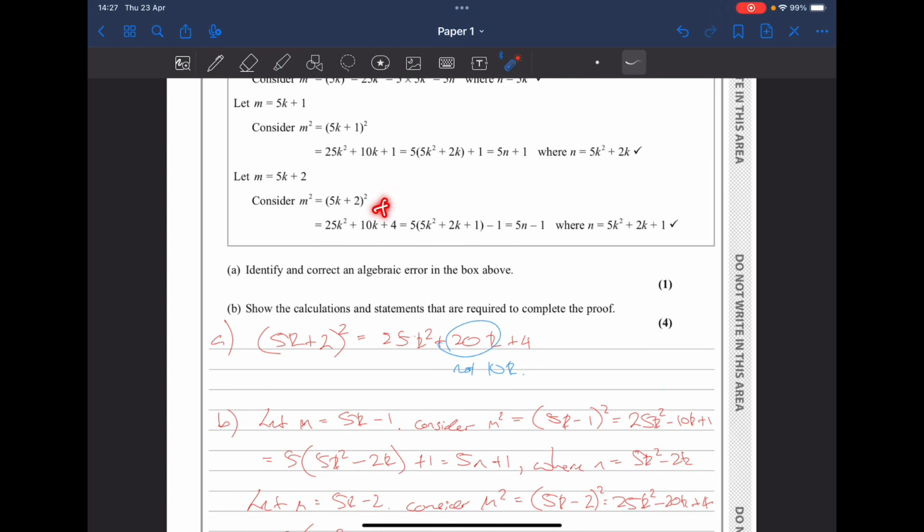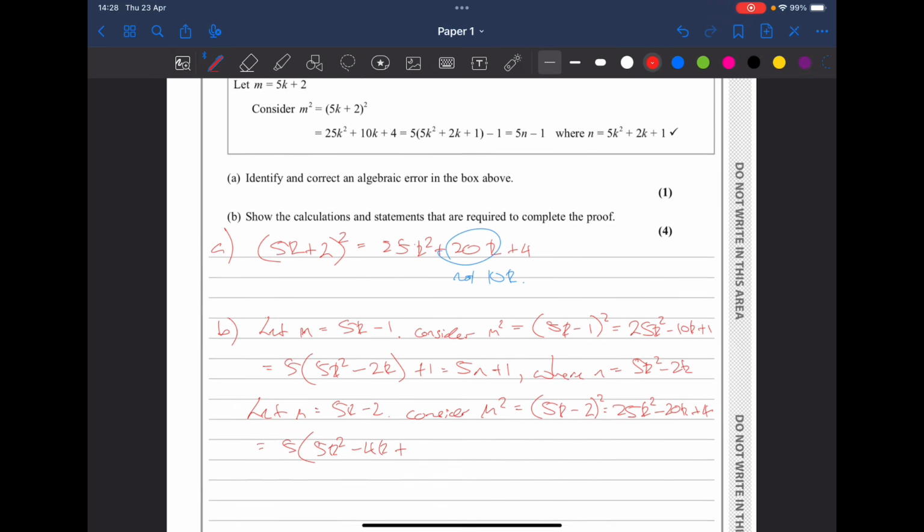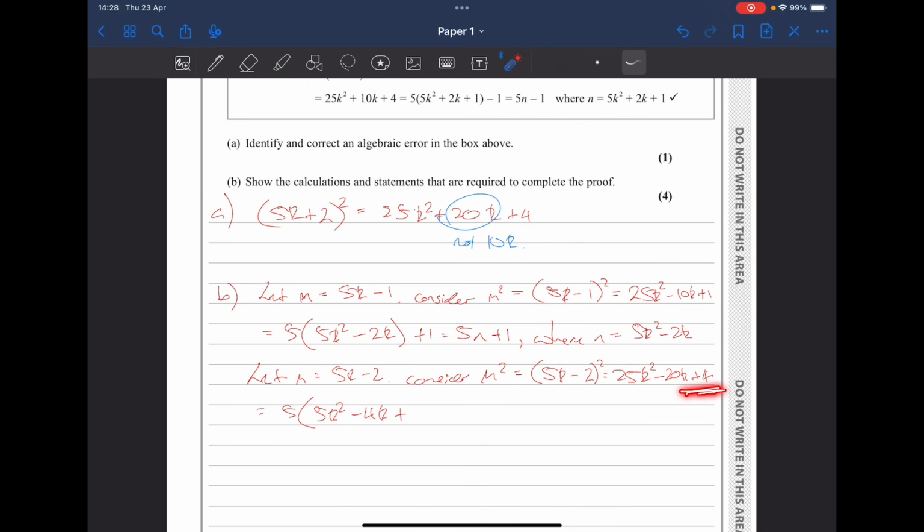So we've really split that into plus 5 minus 1. And then the 5 gets factorized inside the bracket with this plus 1. And then you're left with that minus 1 on the outside. So same thing happens here. This plus 4 is really plus 5 minus 1. So that 5 gets factorized, as in there's one 5 there. And we still have the minus 1 left over. So that is 5n minus 1, where n is equal to all that stuff in the bracket again: 5k squared minus 4k plus 1.